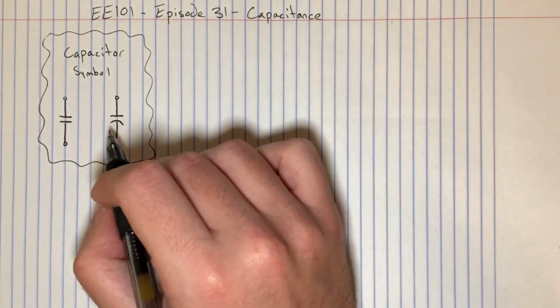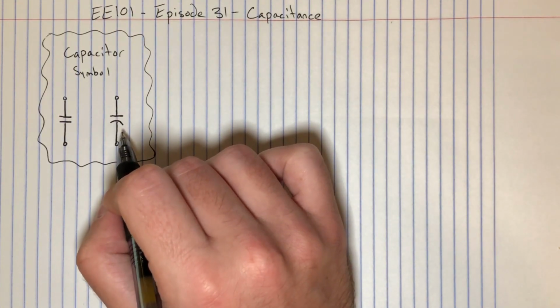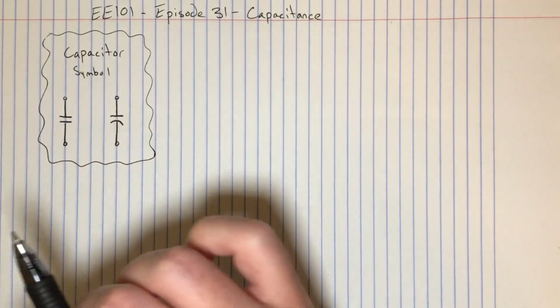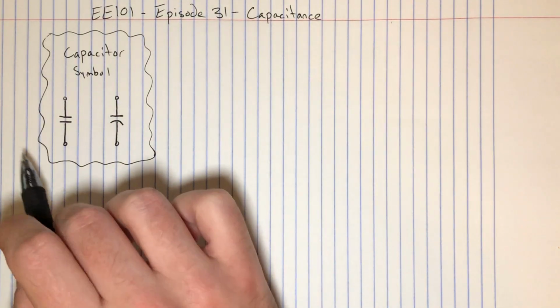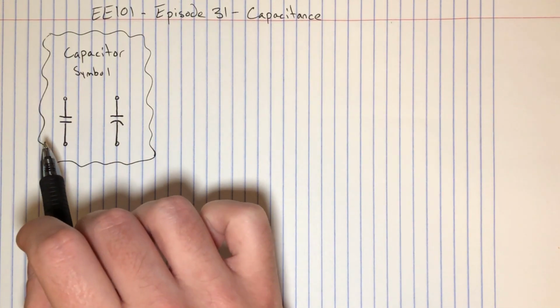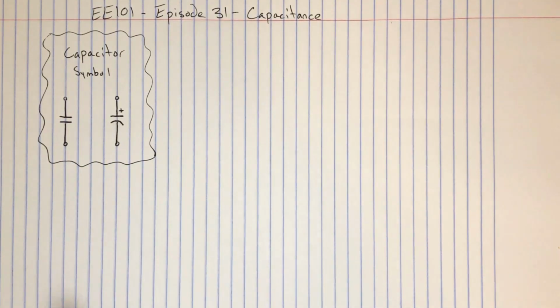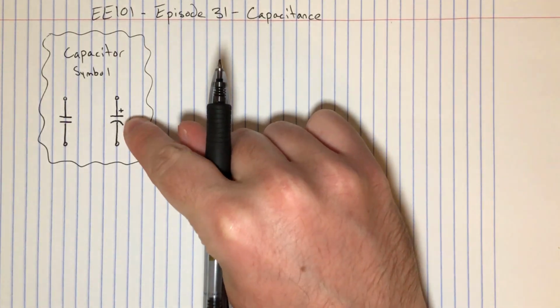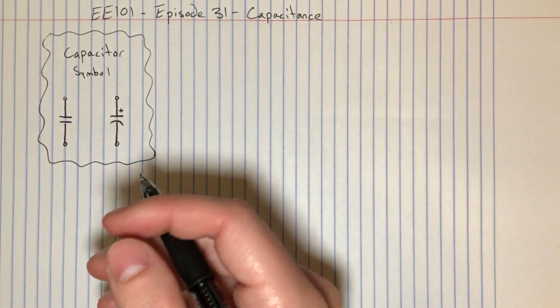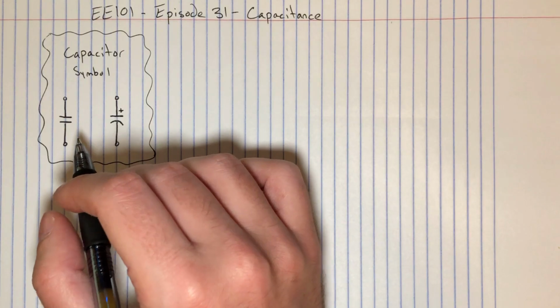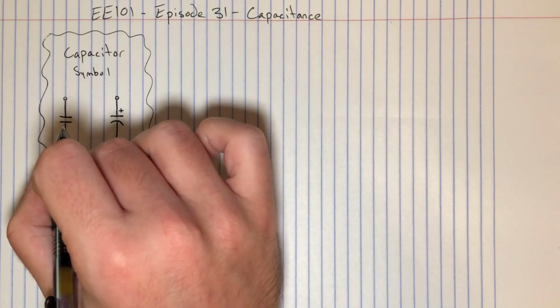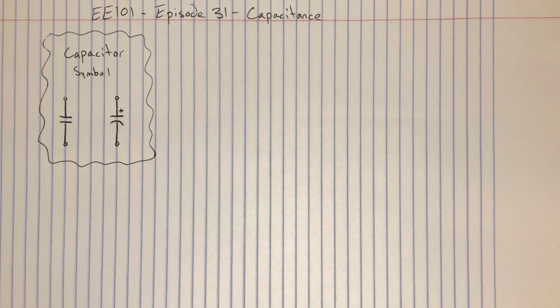This other way, with the curved bottom plate, is usually describing a certain type of capacitor, but a lot of the times just the general symbol will be used no matter what the physical construction of the capacitor is. You sometimes might also see a plus symbol drawn on one of the plates to indicate polarity. But the main takeaway here is that the capacitor circuit symbol is essentially just two parallel lines with a gap in between.